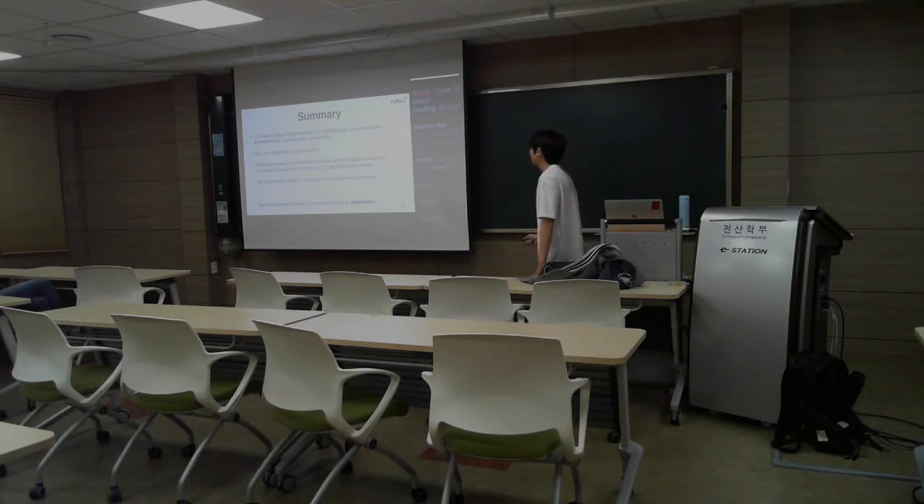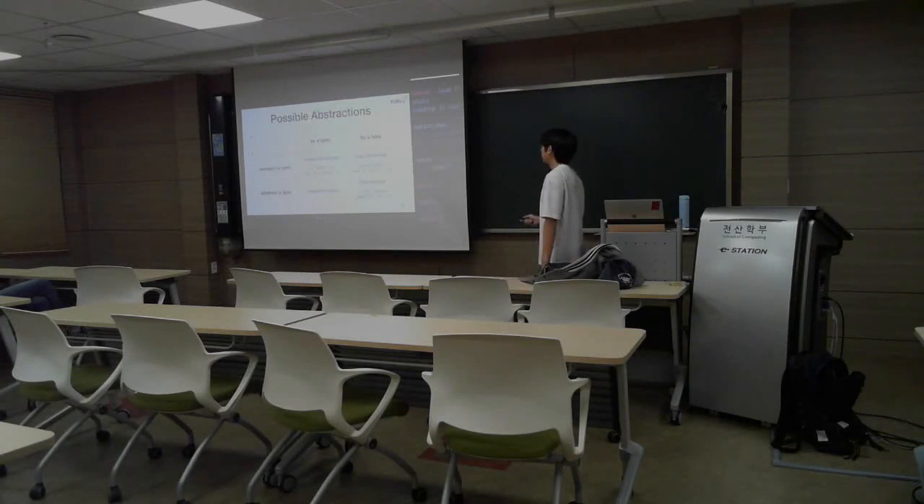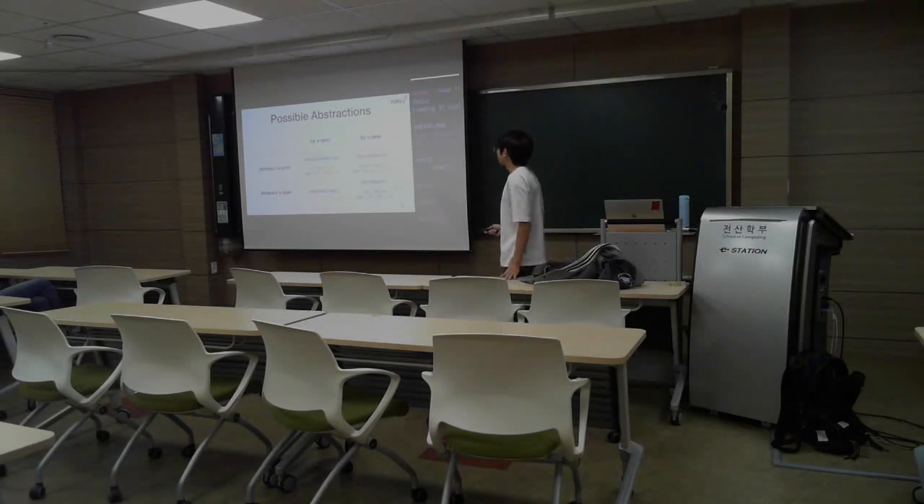So the most important thing in computer science is abstraction. We have several notions of abstractions, and they can make our code more reusable and modular. So thank you.